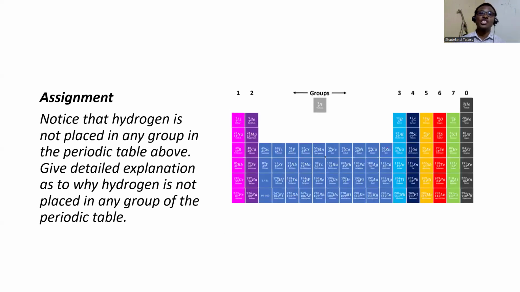Now, I want you to notice something again. This is your assignment. Write it down. You have 2 minutes. Notice that hydrogen is not placed in any group in the periodic table above. Give a detailed explanation as to why hydrogen is not placed in any group of the periodic table.